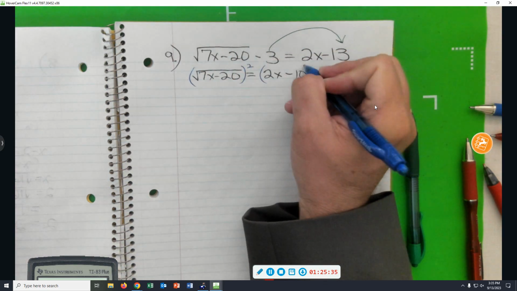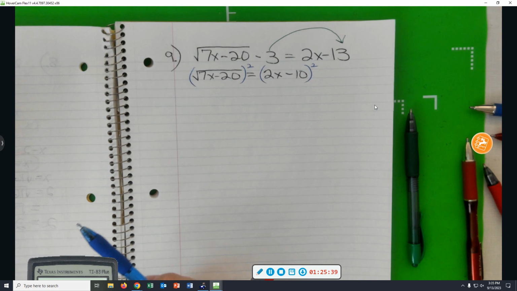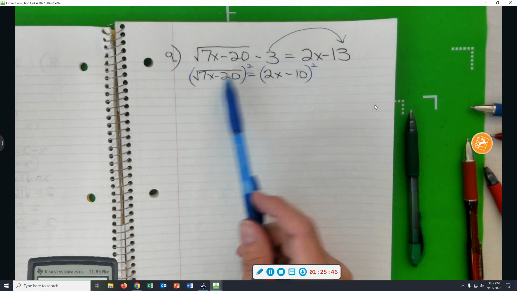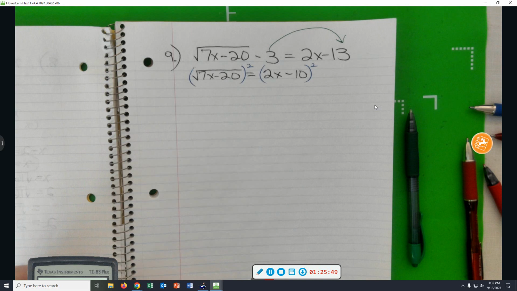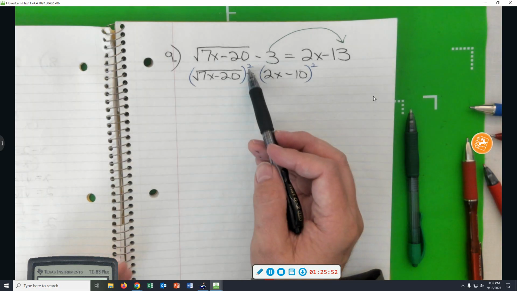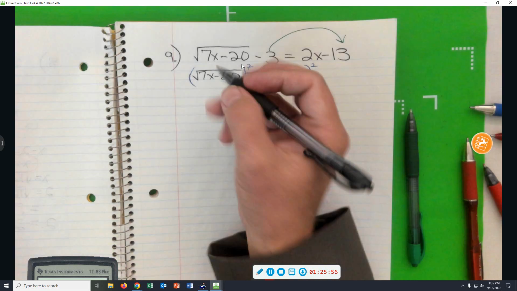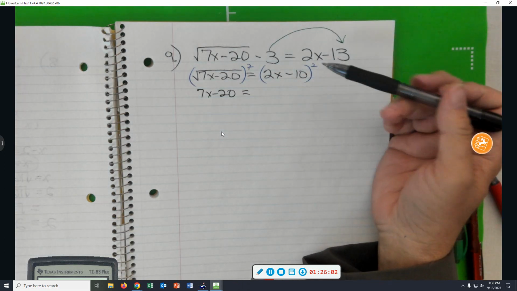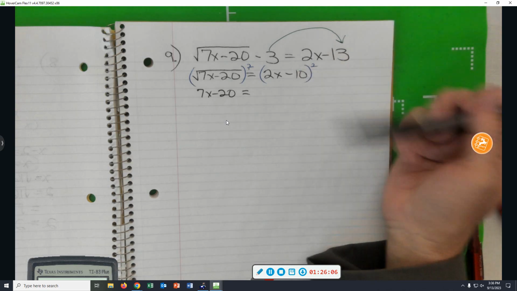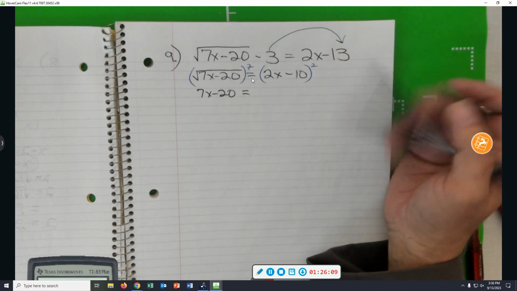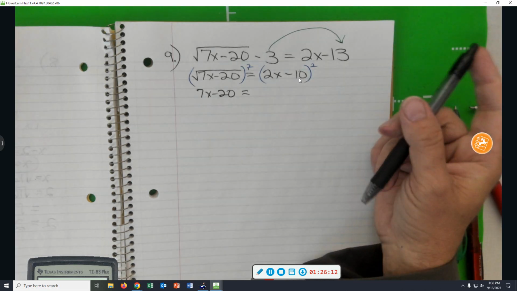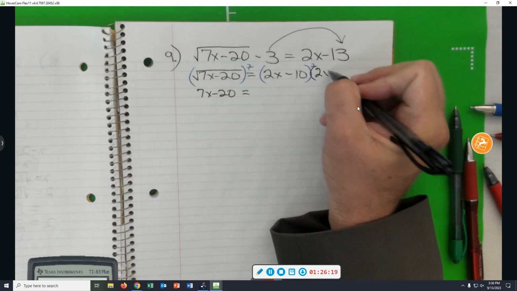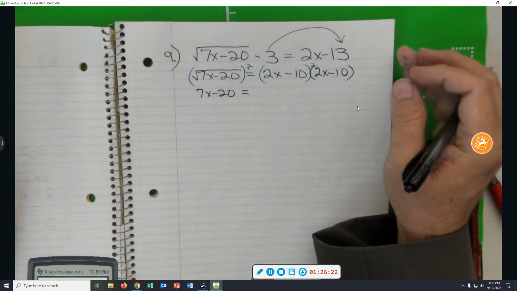Square, square. Why have I said this is going to be messy? Well, the left side's working out great. What's the left side going to reduce to? 7x minus 20, I agree. The square undoes that square root, so we just have a 7x minus 20. What about on the right side? What are we going to have to do to square 2x minus 10? I'll tell you right now, you don't just square the 2x and square the 10. FOIL it out. You have to write it twice. That's what I'm doing right here. We have to write it twice and start foiling out.